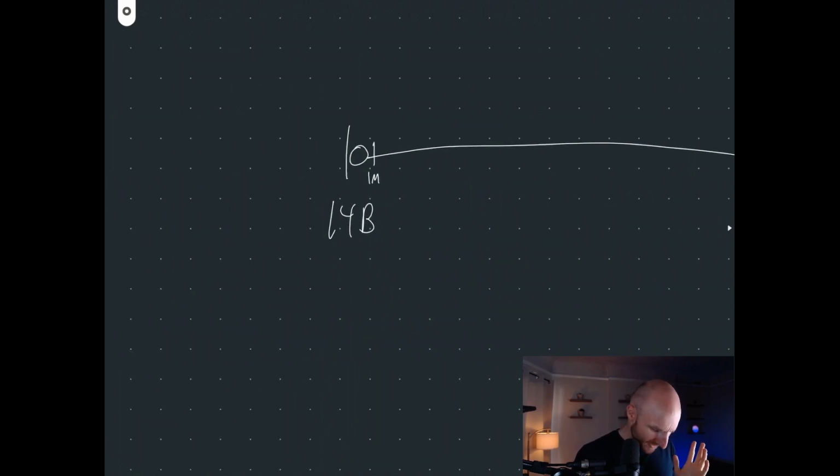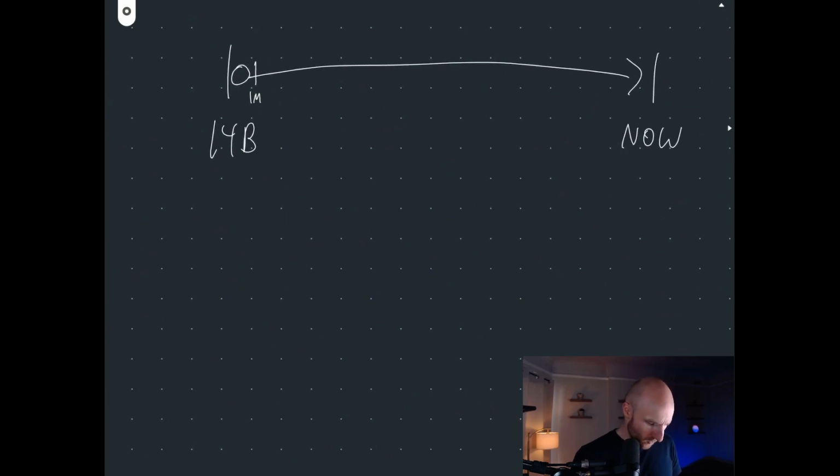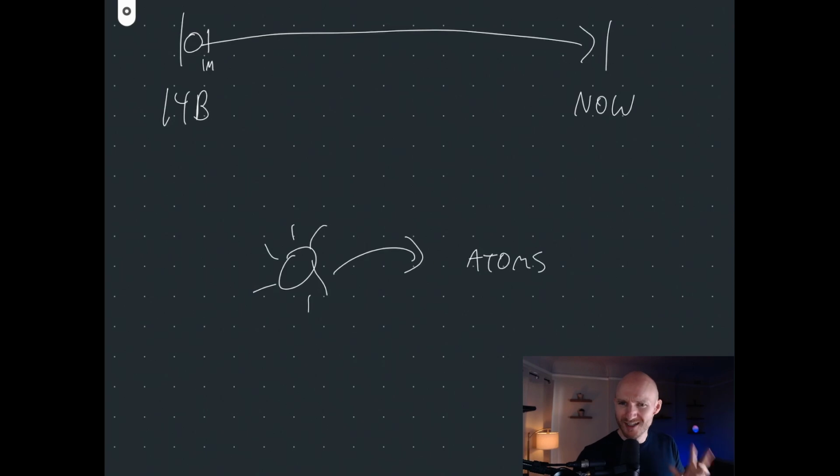The core puzzle behind today is, we know that we eventually have all these atoms, and we know that the Big Bang doesn't have any atoms. So how the heck did we go from no atoms to lots of atoms? That's actually a really interesting question.